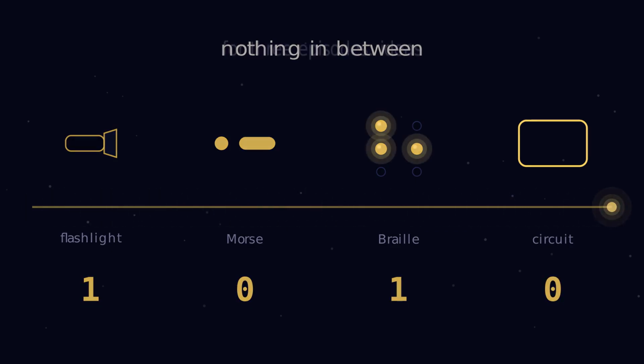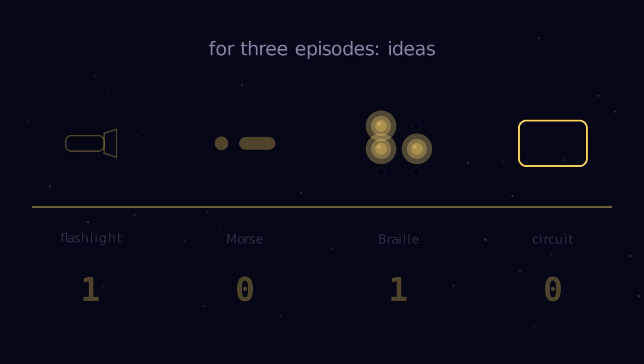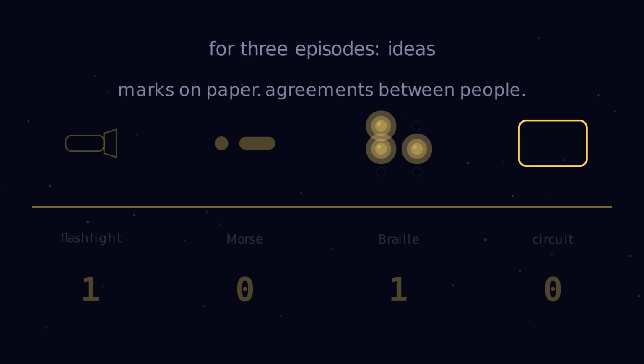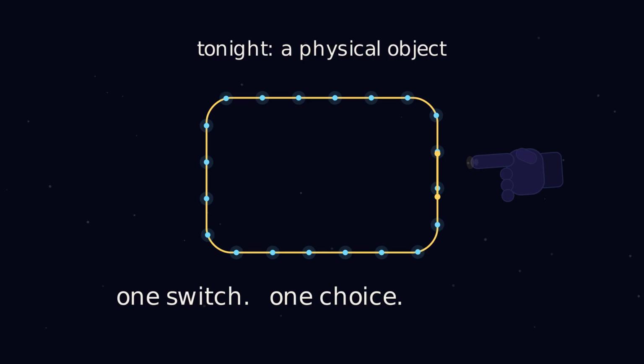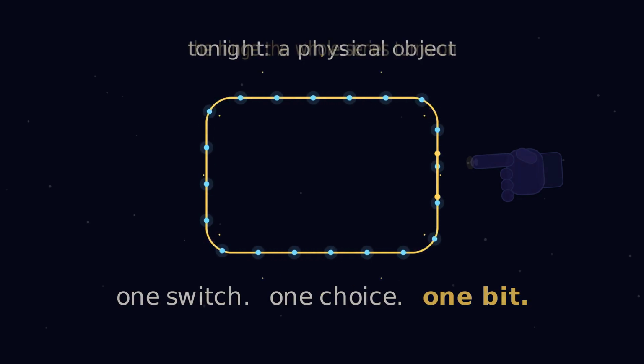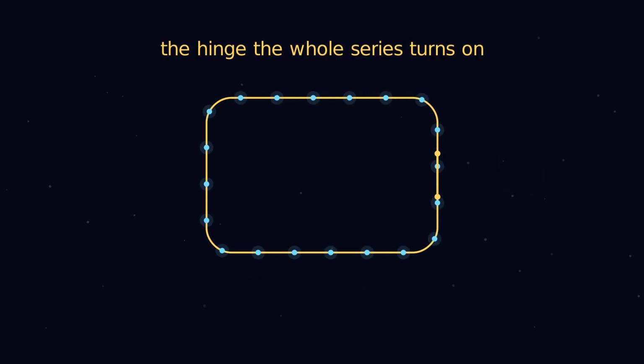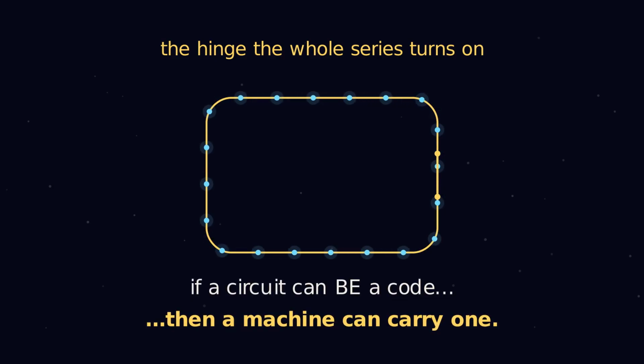For 3 episodes, our codes have been ideas, marks on paper, agreements between people. Tonight, for the first time, we are holding a physical object. That is a code. One switch, one choice, one bit. And that is the hinge this whole series turns on. Because if a circuit can be a code, then a machine can carry one.